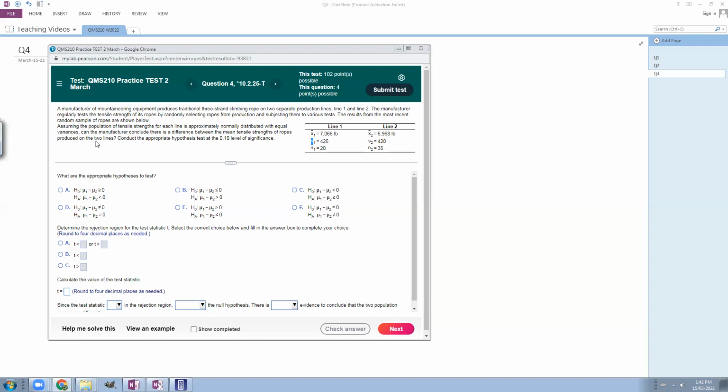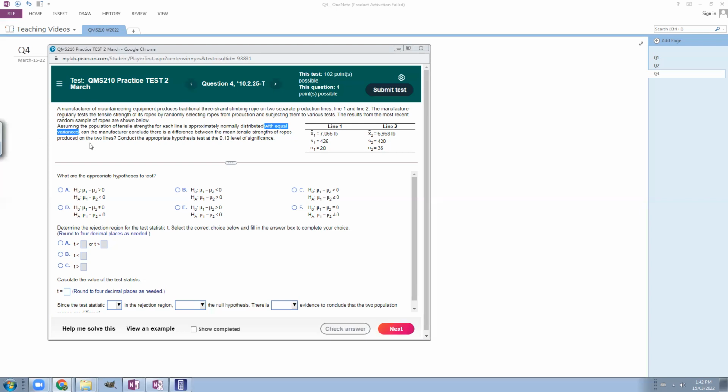So assuming that the population of tensile strengths from each line is approximately normally distributed with equal variances, that's a key phrase, with equal variances. When we're doing a 2-sample t-test, we could assume equal variances or unequal variances. Those are called pooled and unpooled t-tests. And so this one, assuming equal variances, the question tells us, means that we're going to be doing a pooled t-test.